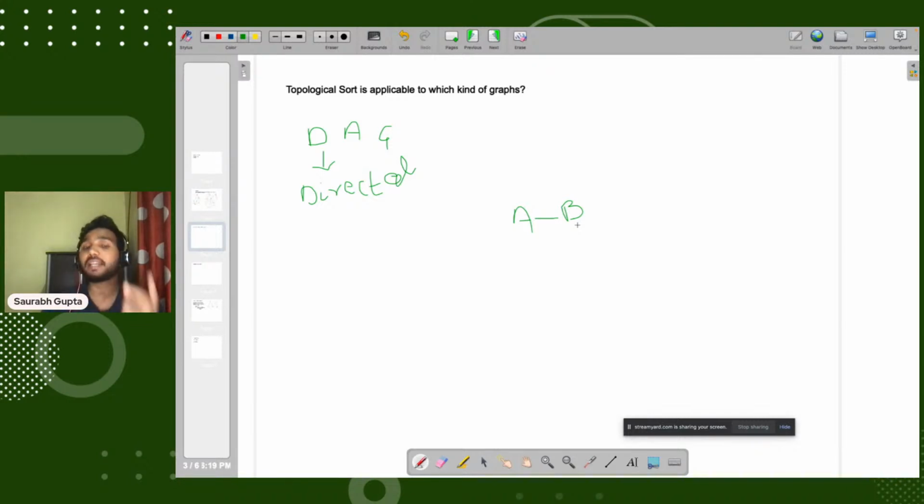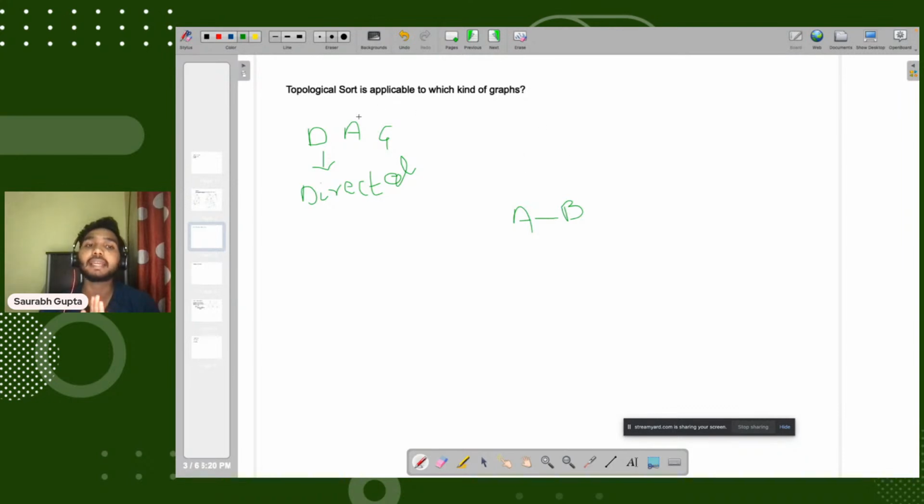So what was the condition of topological sort? If there is a directed edge from U to V, then U should come before V. But in an undirected edge, you cannot determine whether A should come before B or B should come before A. So that is why it is only applicable to a directed graph. In an undirected graph, it is not clear which particular vertex will come before the other, right? Okay, now the thing is clear that it is only applicable to a directed graph.